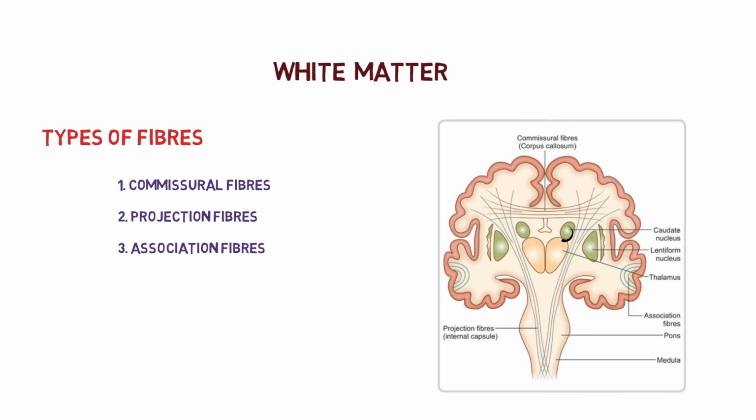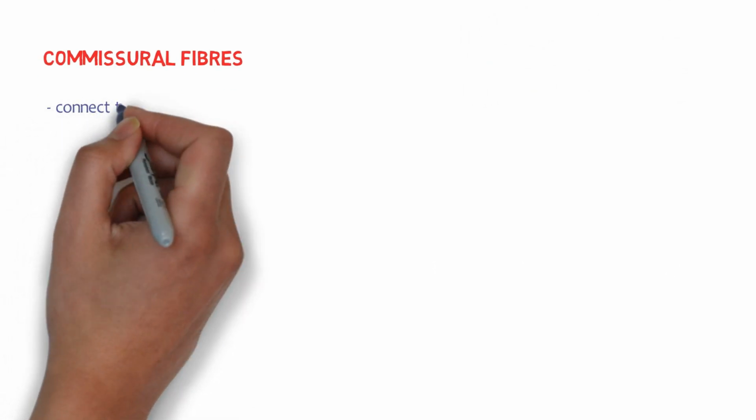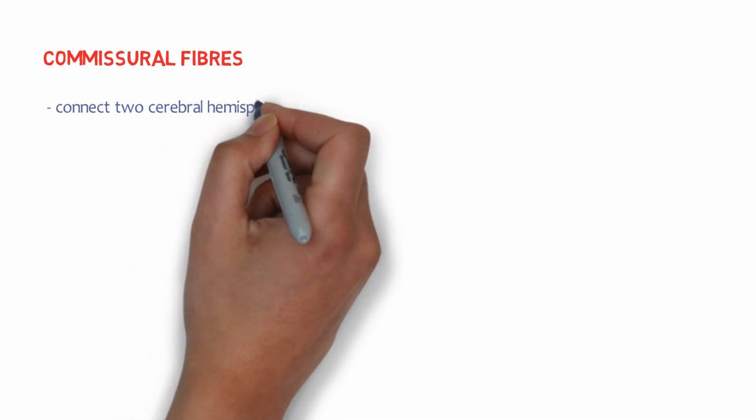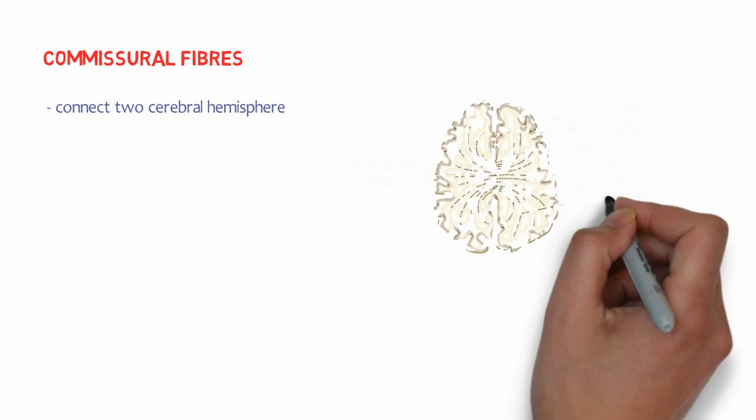So look at this diagram. What did you find special about this commissural fiber? You can find that these are connecting the cerebral hemispheres, right? The commissural fibers connect the right side of the brain to the left side of the brain or vice versa. So basically these are connecting the two cerebral hemispheres.